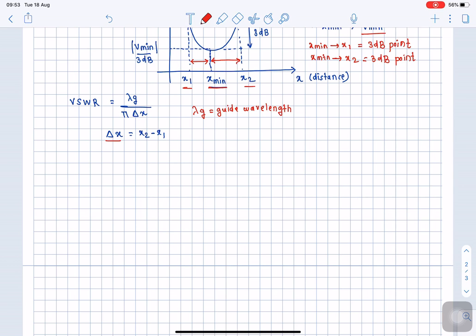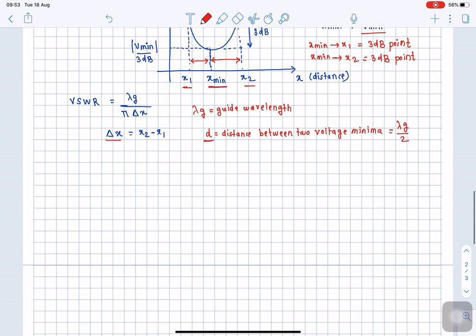So in order to measure the guide wavelength, we will find out two voltage minima positions. Let us say d is the distance between two voltage minima. Then this distance corresponds to the guide wavelength divided by 2. So you measure the distance between two minima so that you get this small d. Once you know the small d, you multiply it by 2, you get the guide wavelength. So you know the guide wavelength, you know the difference of the distance of the 3 dB points of that minimum voltage. You put these values over here and find out the value of VSWR.